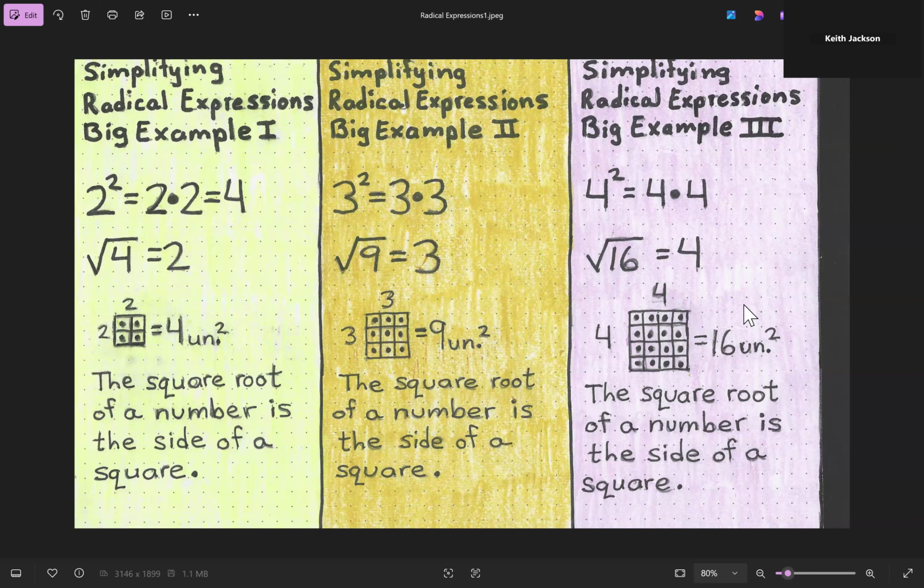All right, you have been given a lot of information. I wouldn't blame you if you need to pause the video to take a look at these 3 big examples, or replay this video as many times as you need to gain a deeper understanding of the concept of square roots and simplifying radical expressions.